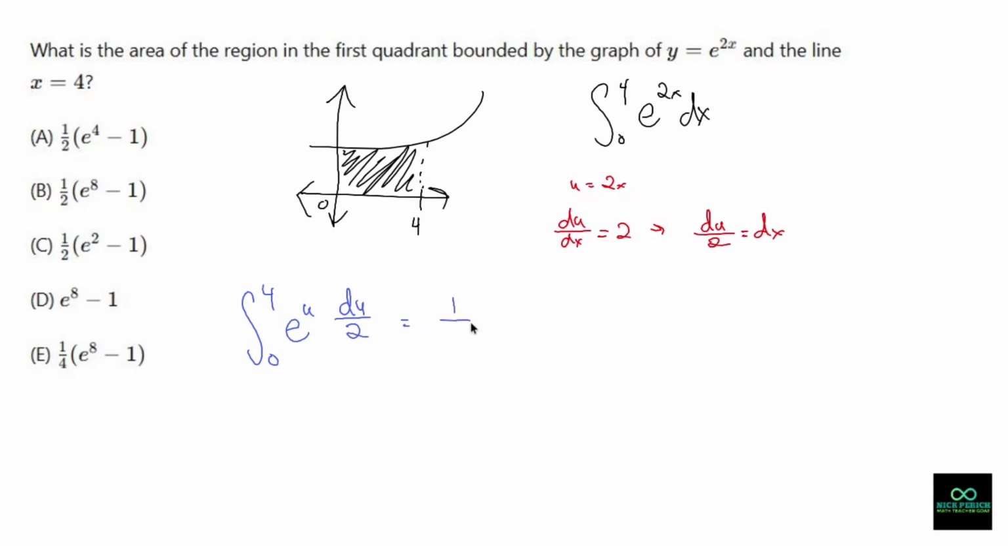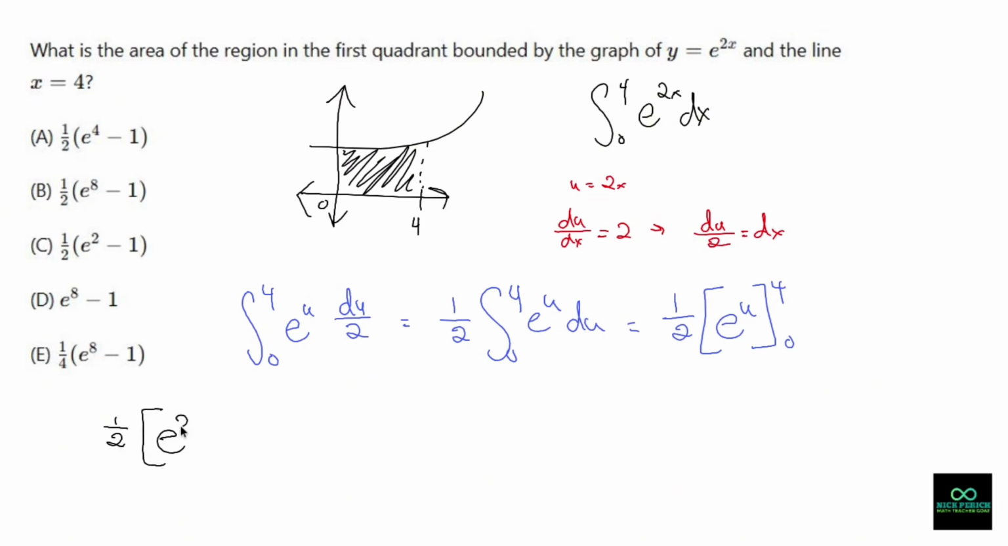So let's pull out the 1/2 before I do anything, because there's no need to keep that there. 0 to 4, e to the u, du. The integral of e to the u is e to the u, so I have 1/2 times e to the u, where my limits are still 0 and 4, but again, those have to do with x. So now I need to plug the x back in. Since I let u equal 2x, I now have 1/2 e to the 2x, where my limits are 0 and 4.